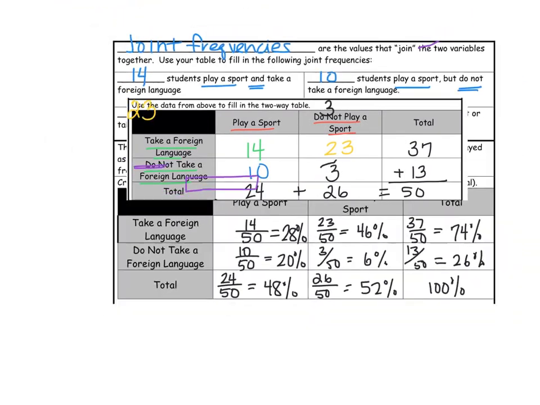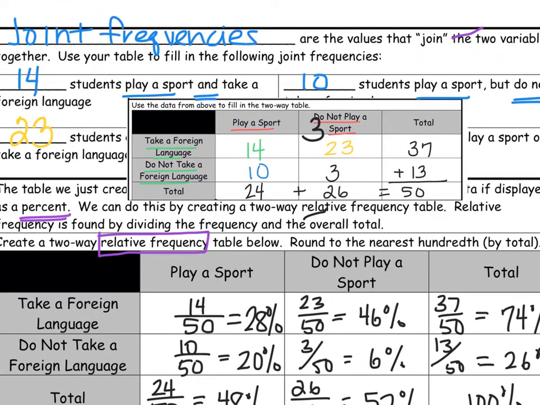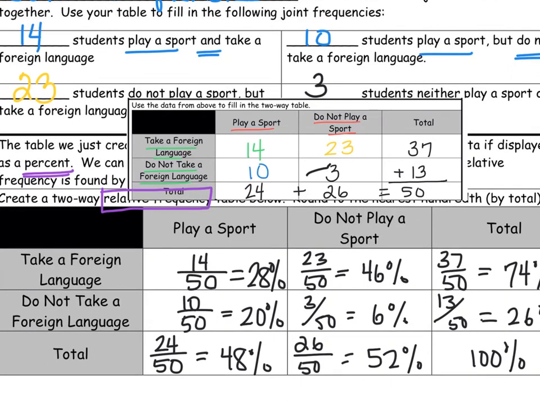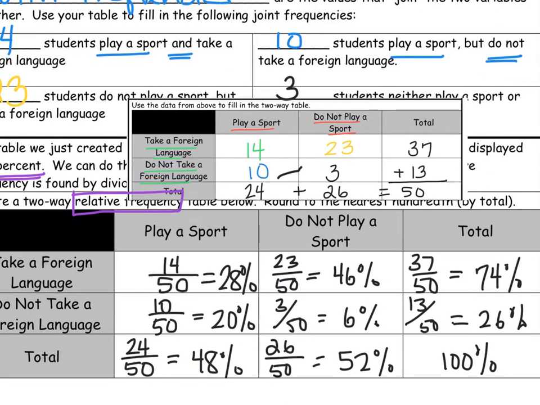for the relative frequency table. So 23 out of 50 do not play a sport and take a foreign language, that's 46%. 3 out of 50 do neither, they don't play a sport and they don't take a foreign language, that's 6%. And then 26 out of 50 do not play a sport. If we add 23 and 3, that's where we get the 26, and then 46 and 6 is 52%.